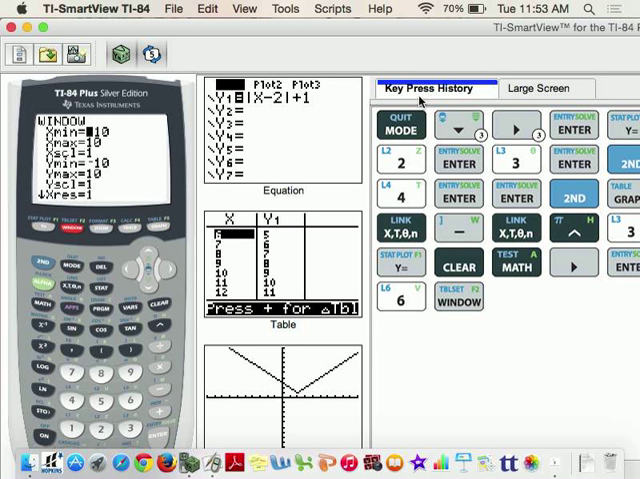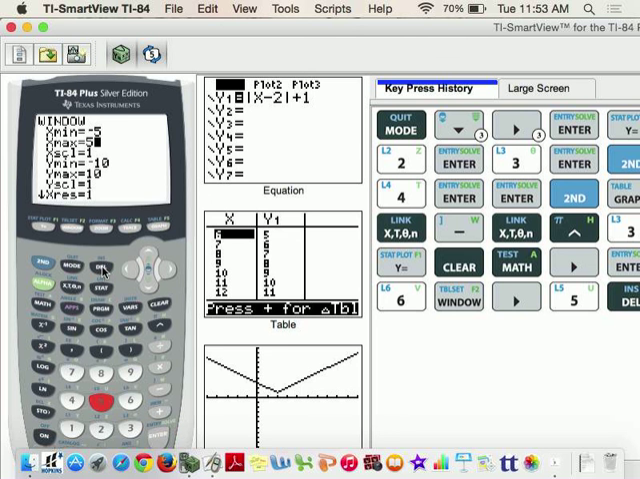Uh-oh. I'm struggling because my calculator thing is not... Boom. That's not going to work. Let's see if that works. Yeah. And I'm going to do the same for my y value.